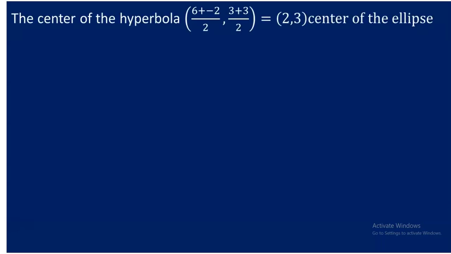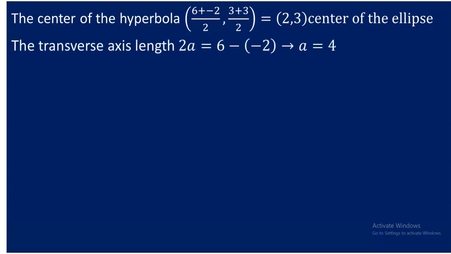Okay, so now the center of the hyperbola is obtained. The center of the hyperbola is obtained to be at 2, 3, the center of the ellipse. So from this, the transverse axis length is given by 2a, which actually is 6 minus minus 2, which basically is 8. So half of 8 is 4.